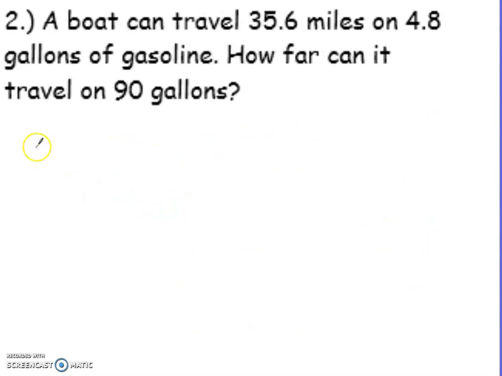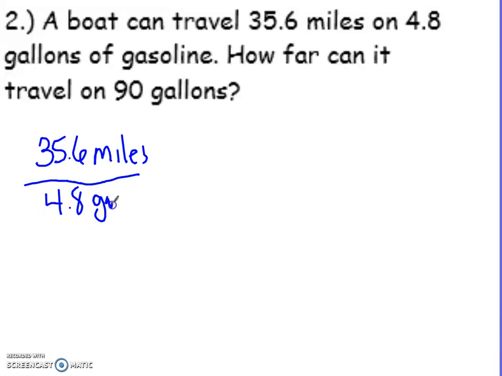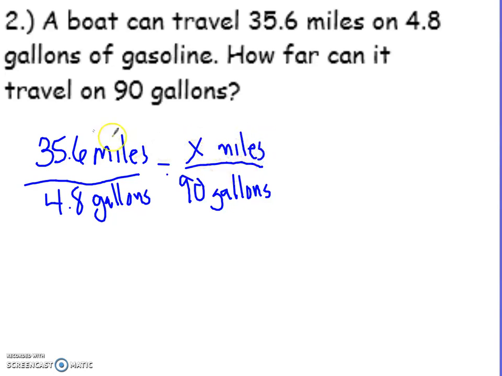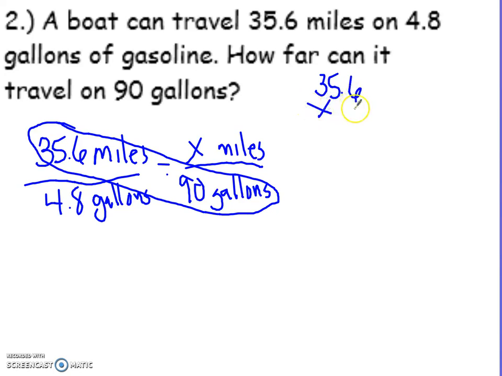A boat can travel 35 and 6/10 miles on 4 and 8/10 gallons of gasoline. How far can it travel on 90 gallons? We want to know how far, so how many miles. We're going to do the cross product rule. 35 and 6/10 times 90. Do the 0 trick, drop it down.